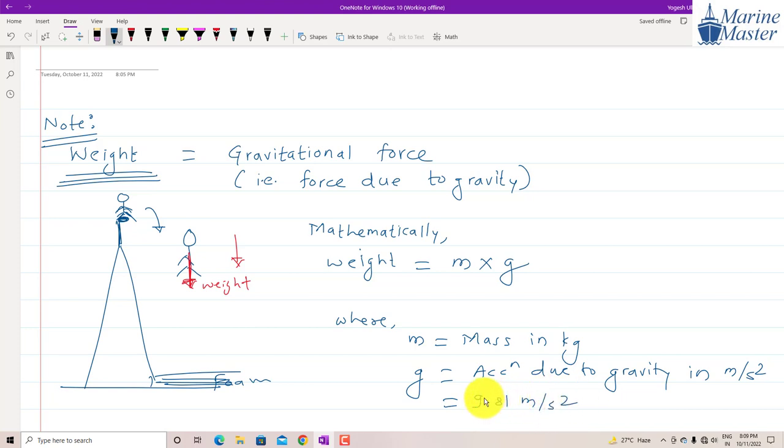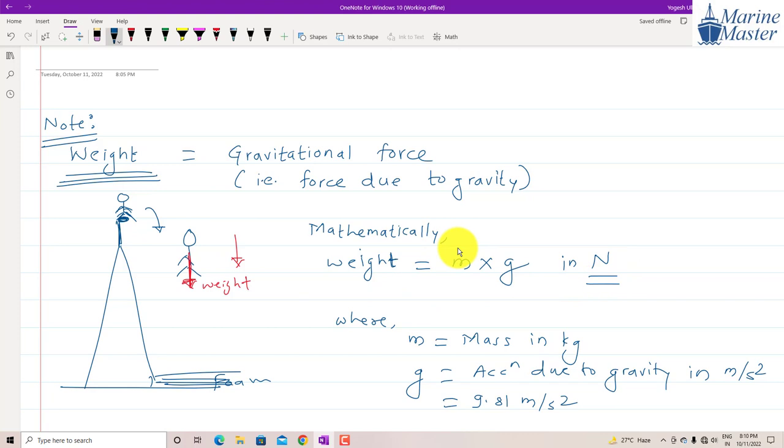Now try to understand the scenario. Weight is a force. And what is the SI unit of force, guys? The SI unit of force is the Newton. Weight is nothing but a force. So the unit of weight is the Newton, guys. This is just a generalized discussion.